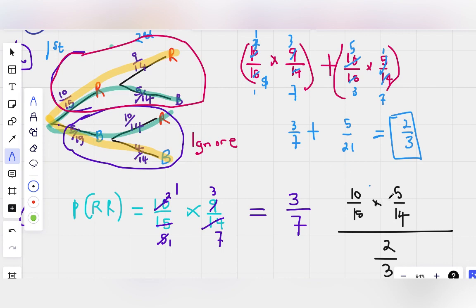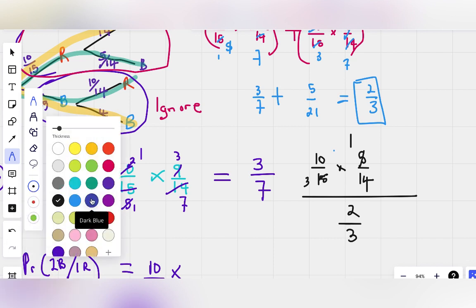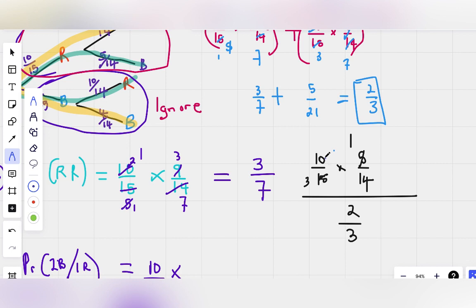So over this, we can cancel this one out like we did. 5 here, we get 1. 5 goes here, we get 3. We can change the color to make it more conspicuous. And then 2 here, we get 5. And 2 here, we get 7. So 7 times 1, we get 5. Right? We get 5 over 21 for the numerator. And the denominator, we have 2 over 3.